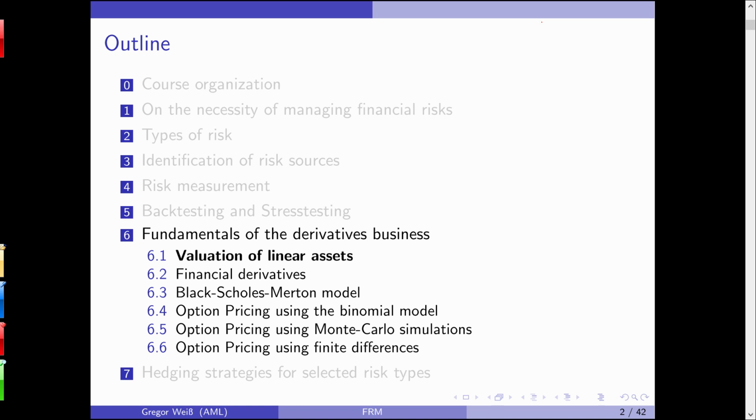a financial derivative. We will see what financial derivatives are traded on markets, and we'll see what a financial derivative is, of course, and what types there are, and then devote a large part of the remaining lecture to the Black-Scholes-Merton model and option pricing, and switch to selected hedging strategies in between, because after we have discussed a certain derivative, we'll talk about how this derivative can be used for hedging.